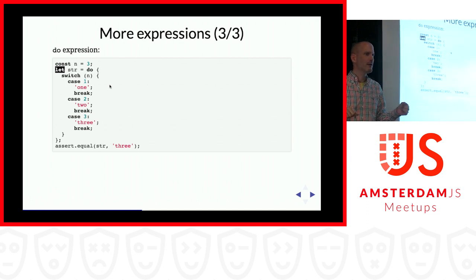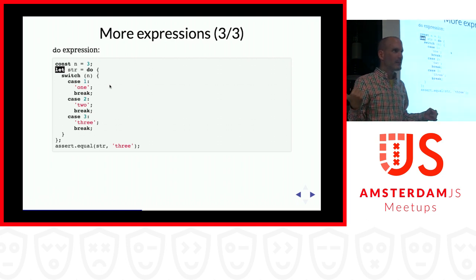If you want to do a return, you're probably going to do an immediately invoked function, and then you can do a return. But do expressions are one of the last cases where you still need immediately invoked functions. This is a weird pattern. And with do expressions, the last use case for them more or less goes away. So that's nice.